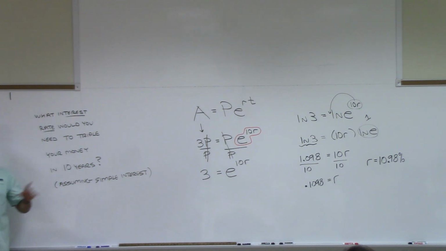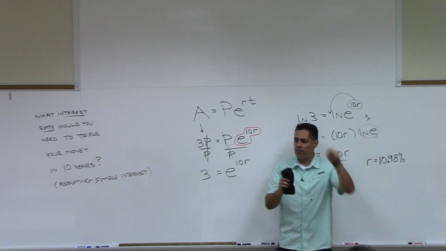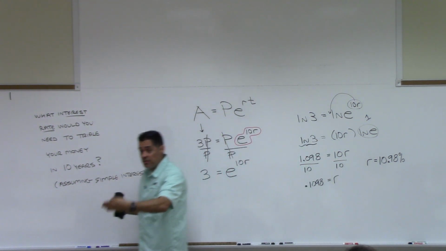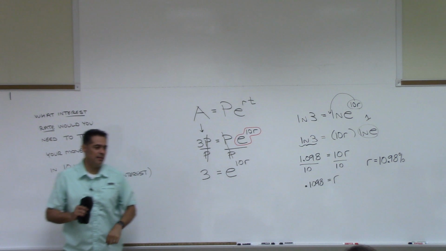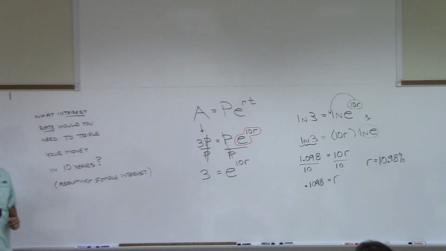Yes, so what's interesting about this problem is that the amount of money you put in is completely independent of how much time it takes to actually triple your money. If I put $10, if I put $100 in here, for 10 years, as long as my interest rate is 10.98%, I will turn it into $300. If I put $1,000 in, it'll turn into $3,000. If I put $1 million in, it'll turn into $3 million. The amount is completely irrelevant, which is kind of interesting, right?